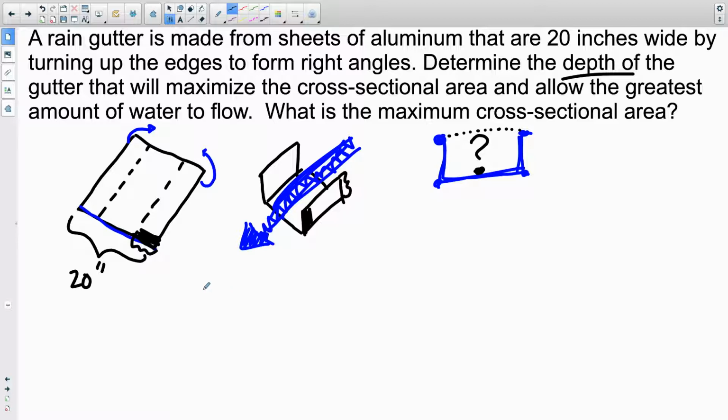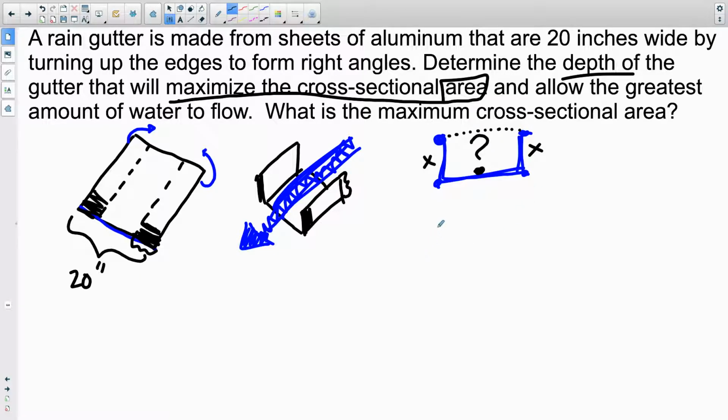So this distance is the depth, which is the same as this mark right here. Now we're turning up the edges to form a rectangle. So this distance is the same on this side as it is on this side so that the depth is uniform in this direction and here as well. And we'll call that x because we don't know what that is, but we're going to form this rectangle to maximize that. And what are we maximizing? The cross-sectional area.